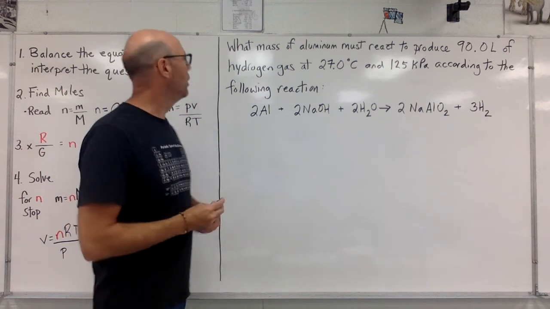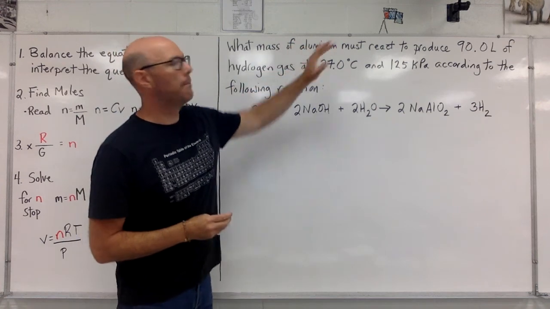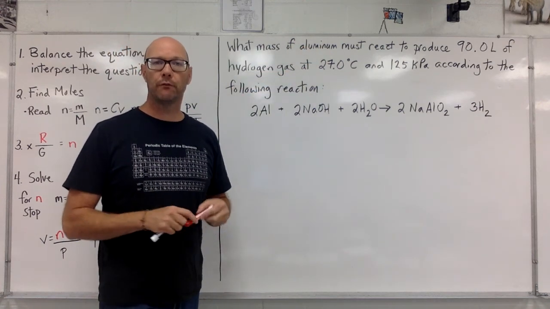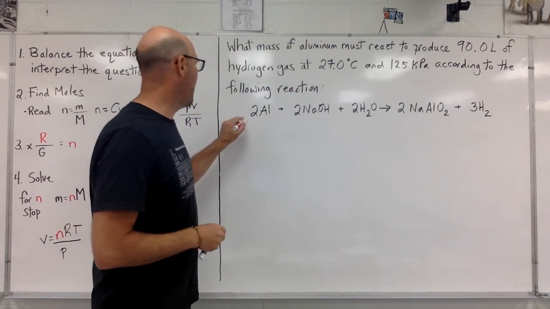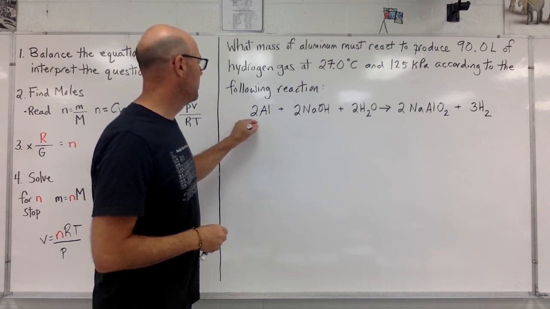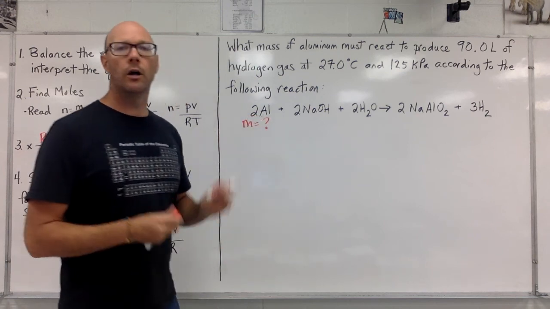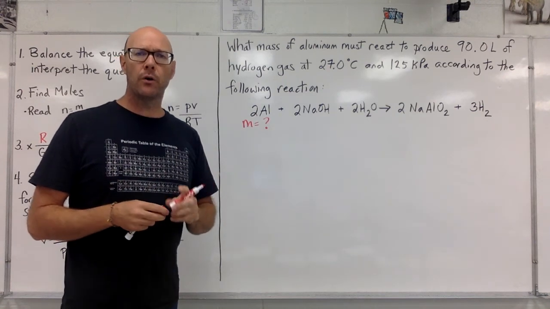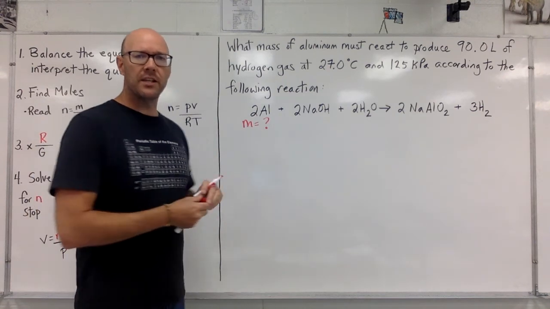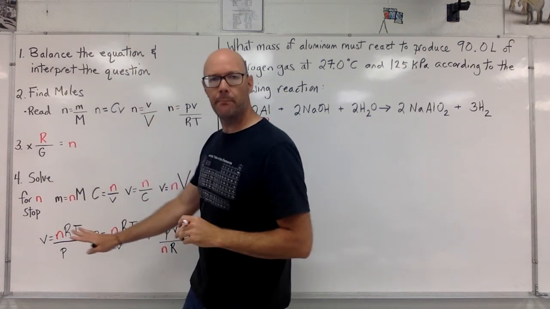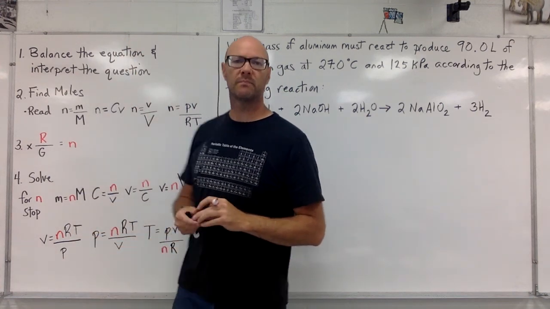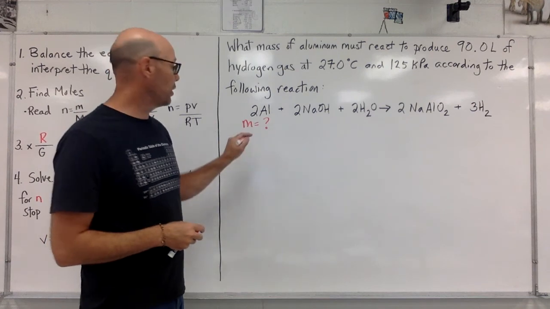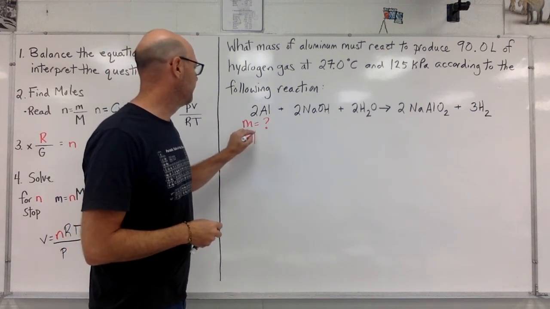Let's look at what we have. What mass of aluminum must react? That's what we're looking for. We're looking for the mass, so I'm putting an M with a question mark here under the aluminum. Already I'm thinking about what's going to happen down here in the end. That's where the question mark is. That's R.